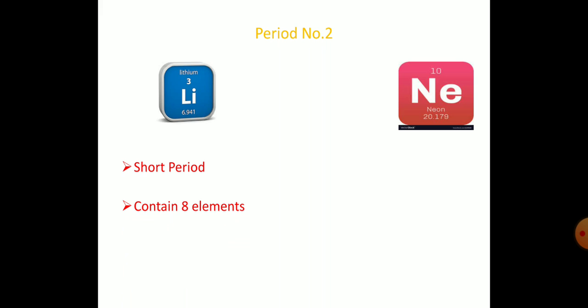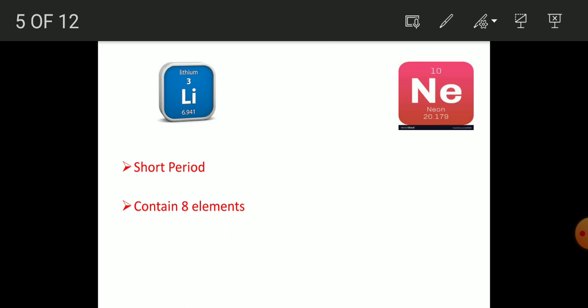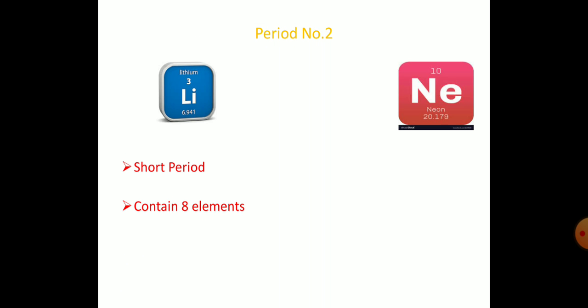First period we have seen contains only 2 elements, whereas the second period contains how many elements? 8 elements. Okay, then next what we are going to see is the atomic numbers. The atomic numbers are from 3 to 10. Lithium's atomic number is 3, whereas neon's atomic number is 10. Then again the elements are given, starting from lithium to neon. Is it clear? Okay, period number 2 is completed.